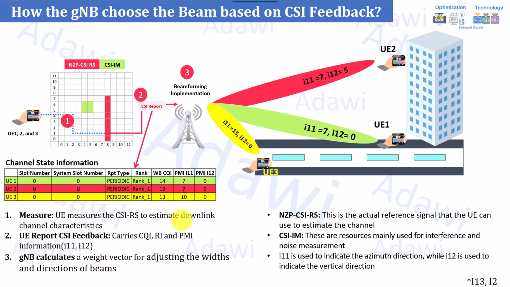Then once the gNB receives this information, it will start calculating the weight vector to adjust the beam towards those particular users based on the information provided and create more directed beams in terms of traffic beams, which is the physical downlink shared channel as we highlighted here before.